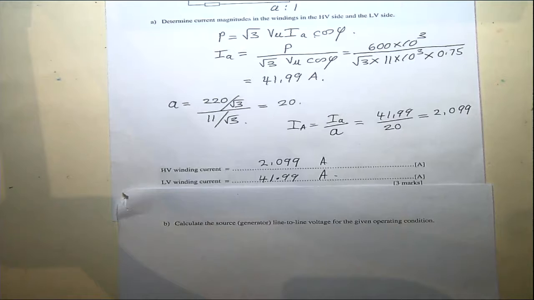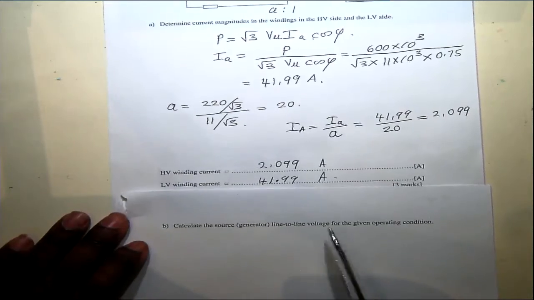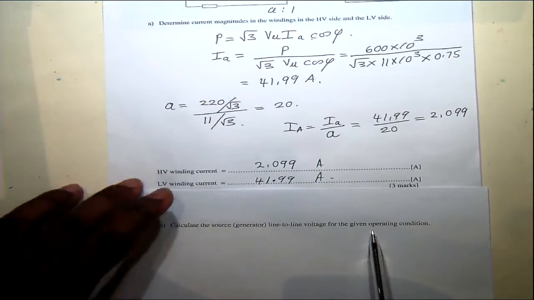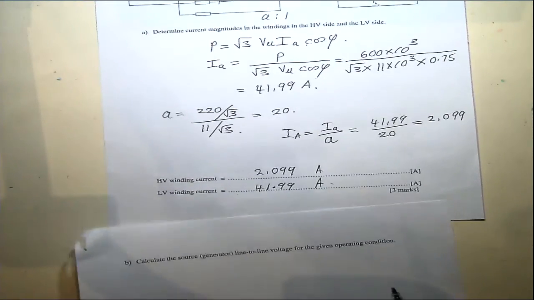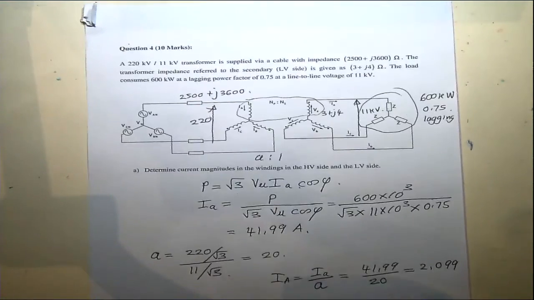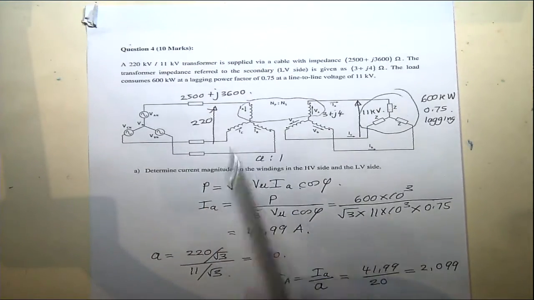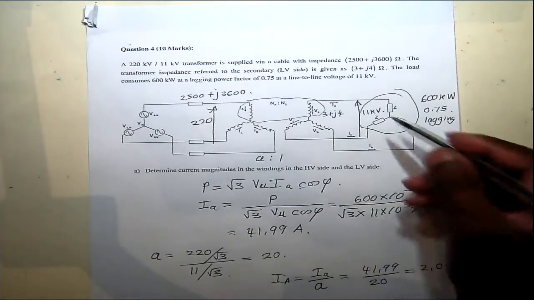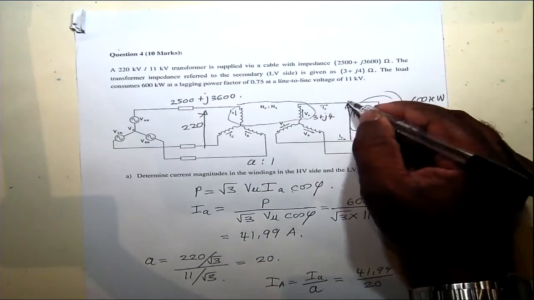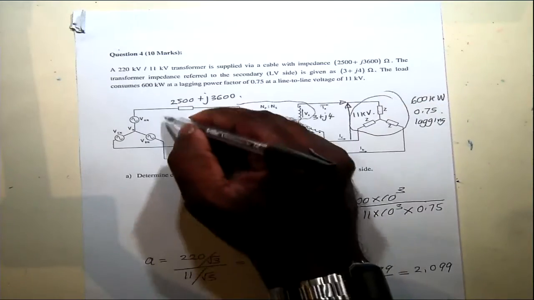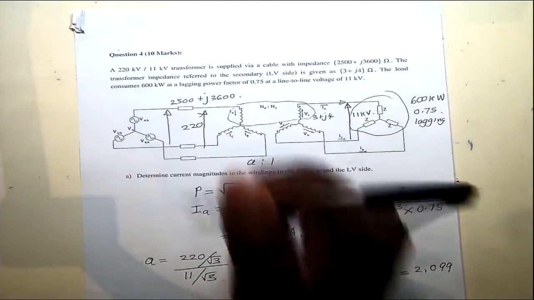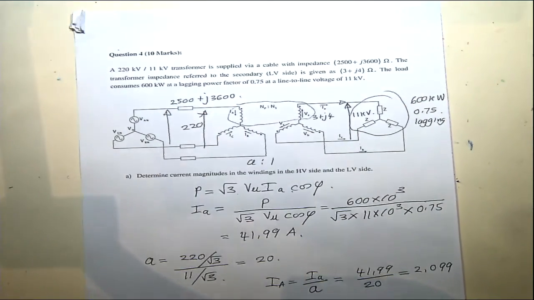Moving on to the other part, calculate the source line-to-line voltage for the given operating condition. Although I drew 220 here, that's the rated value, the transformer rated value. But if you have 11 kilovolt and a current conducting here, the voltage here will not be 220, it will be higher.